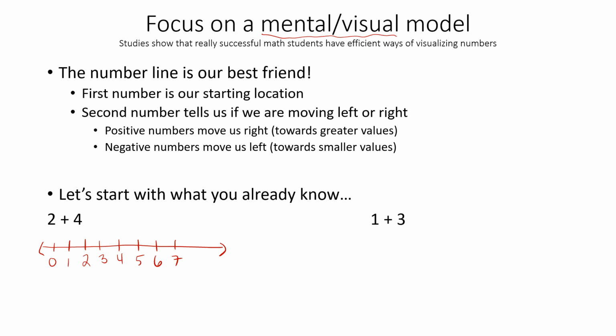So the first number gives us our starting point, which is the 2. And then the plus 4 tells us that on the number line, we are going to move to the right 4 units. So starting at the 2, I count 1, 2, 3, 4 units. Okay, 4 units to the right. And what you notice is that that lands me at the 6. Okay, and so we already knew that 2 plus 4 was 6.